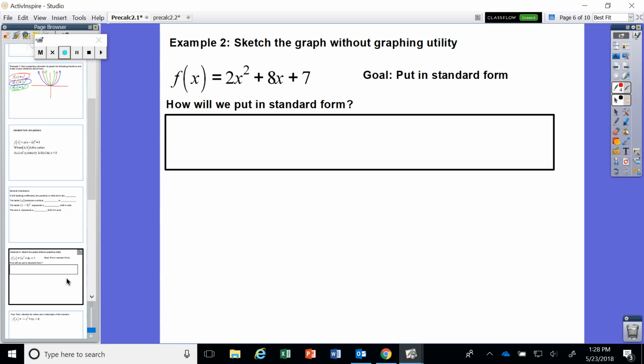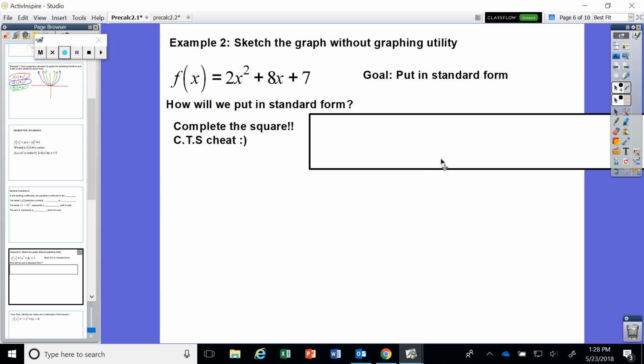And we talk about this in Algebra 1 as well. Well, we can make a nice shift by doing what we call completing the square. And behind this box, I have what I call the complete the square cheat.